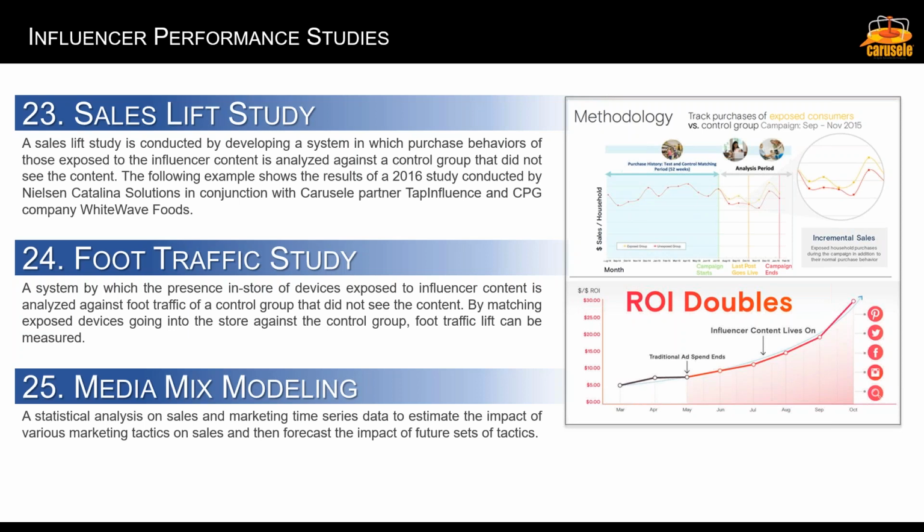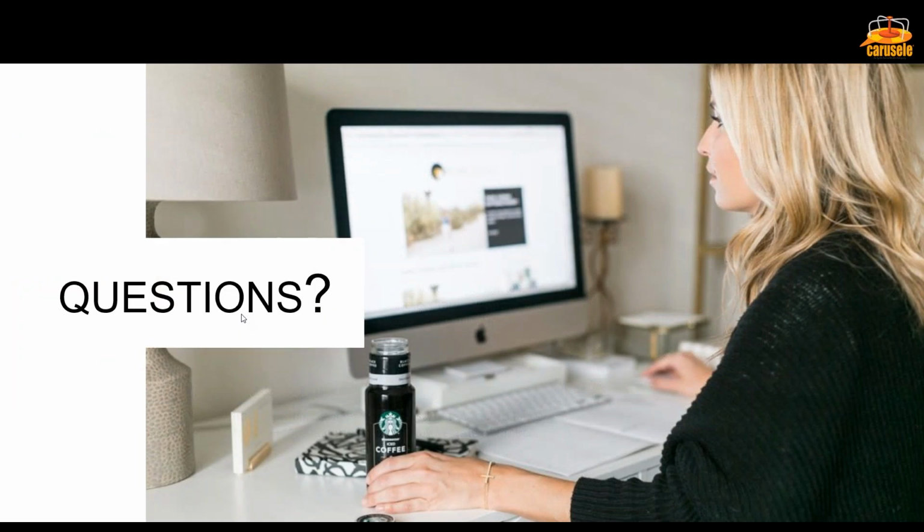And obviously media mix modeling isn't something you're going to start on your own if your company doesn't already participate in that. So I think for CPG brands or fast moving products, sales lift, and for retailers, particularly high frequency retailers, a foot traffic study might be the way to go.